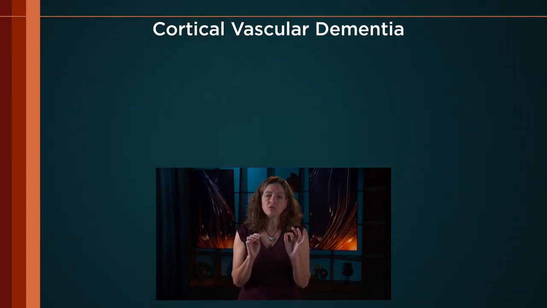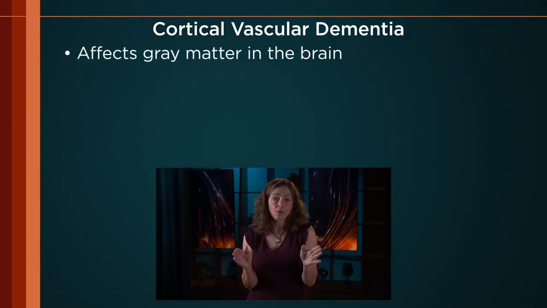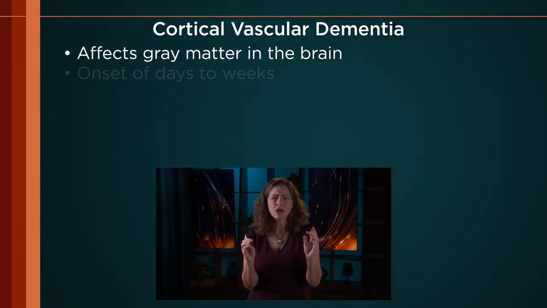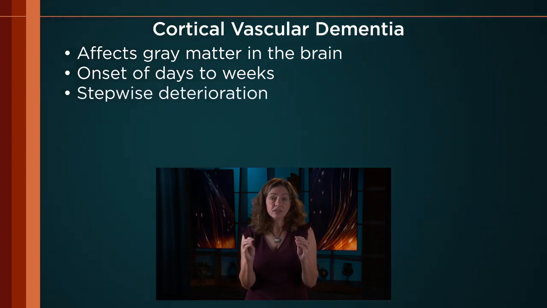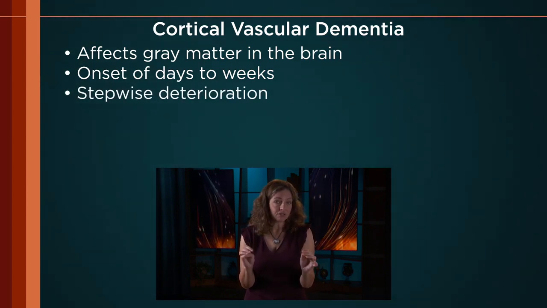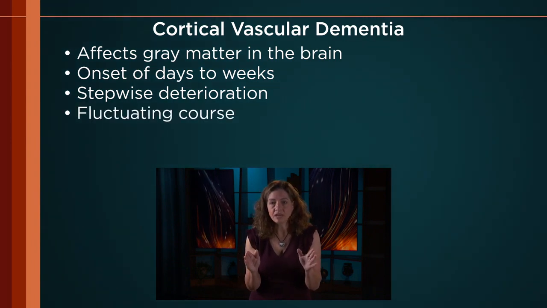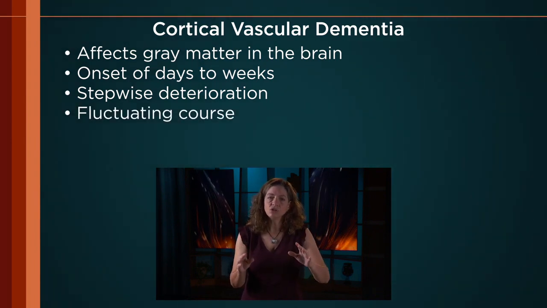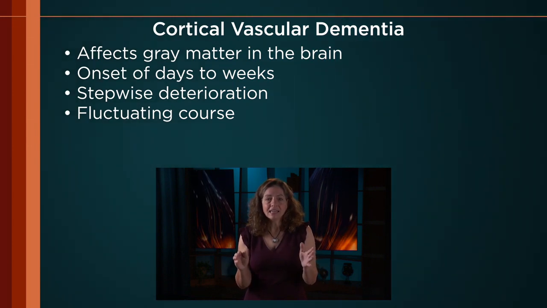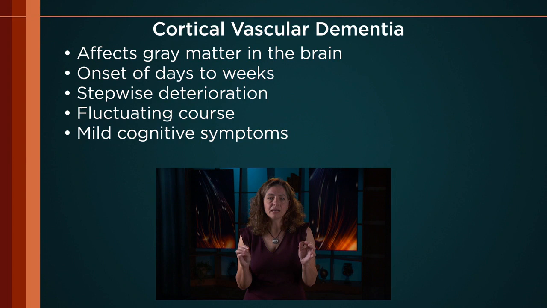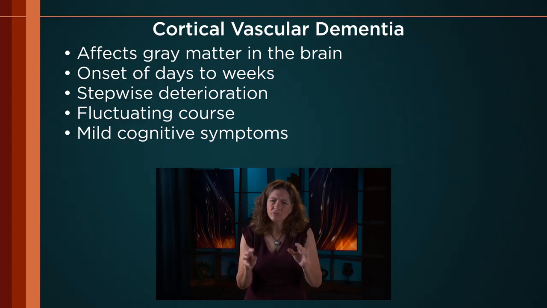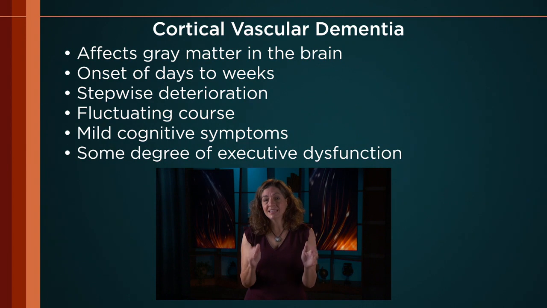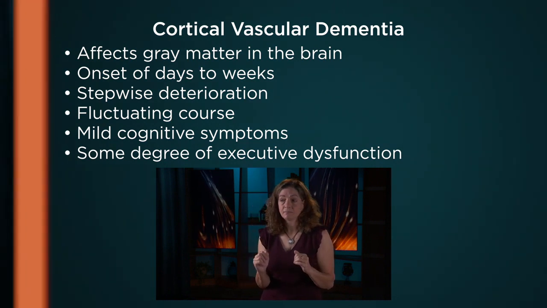In general, cortical vascular dementia, which affects the gray matter in the brain, has a relatively abrupt onset, days to weeks. A stepwise deterioration, meaning you'll see some recovery after symptoms worsen. A fluctuating course, so cognitive function will look different across days. And mild cognitive symptoms like episodic memory impairment and possibly aphasia, agnosia, and visuospatial difficulty, depending on the specific arteries involved. Some degree of executive dysfunction may also be present.